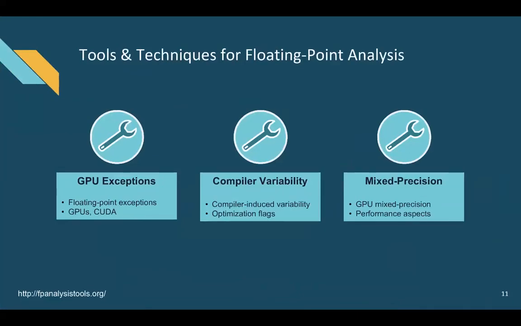So in the rest of the webinar, I will present some existing tools and techniques for three areas of floating point analysis: exceptions in GPUs, compiler variability, and mixed precision tuning. Unfortunately, as I said before, I cannot cover all the areas or problems related to floating point, but these are three areas that I believe are important today in scientific computing and HPC.